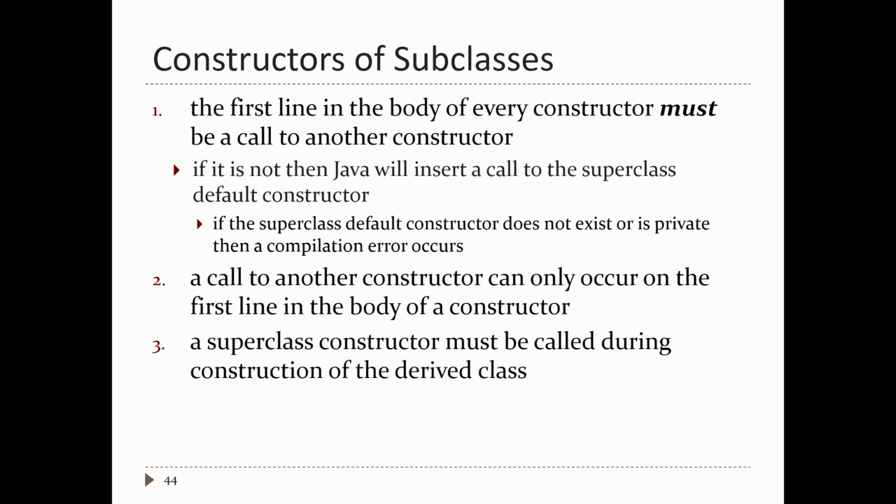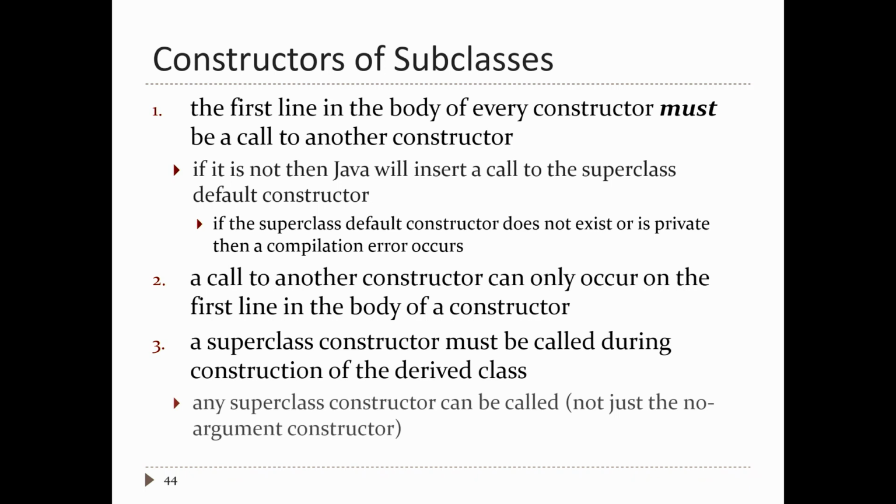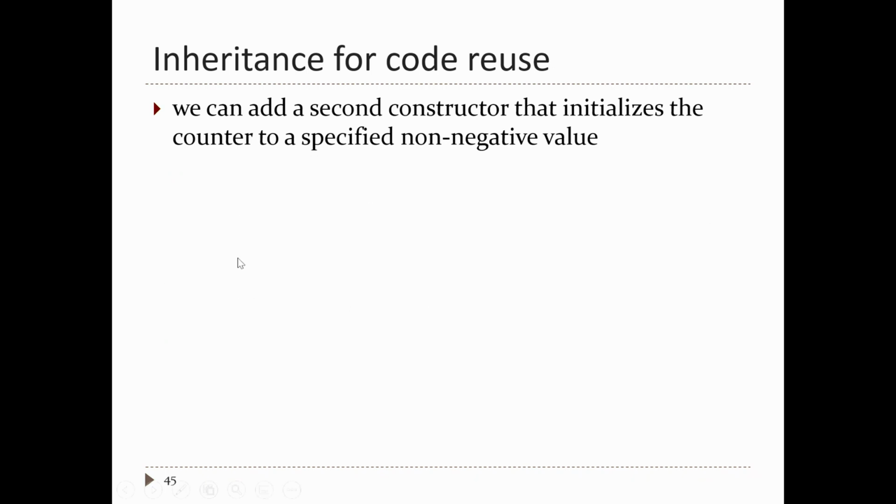Finally, rule number three: at some point, a superclass constructor has to be called during the construction of an object. You can call any superclass constructor. It doesn't have to be the no-argument constructor. You have to call a constructor of the superclass. So at some point, you have to do this. Now, why is rule number three here? Rule number three is here because of constructor chaining. I'll show you an example of that shortly.